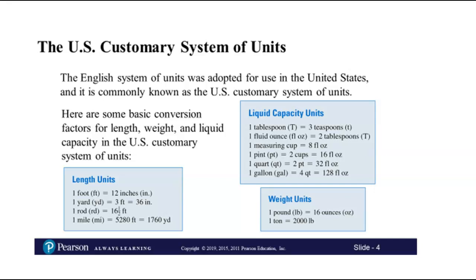So the U.S. system of units that we are familiar with, which is a standard system of units, has some basic conversion factors built into them. So we can look down here and see that 1 foot equals 12 inches and a yard equals 3 feet, or we could further convert that down to 36 inches. There's something called a rod when we're working in some of the technical trades, and there's a mile. You can also see liquid capacities up here, and these are in weight measurement down here.